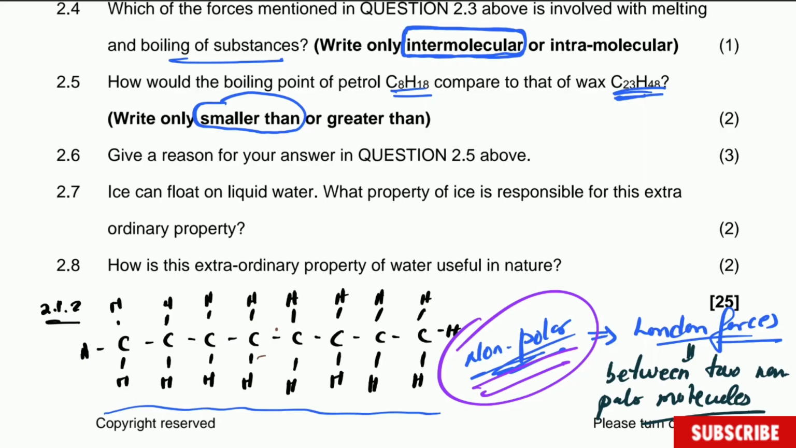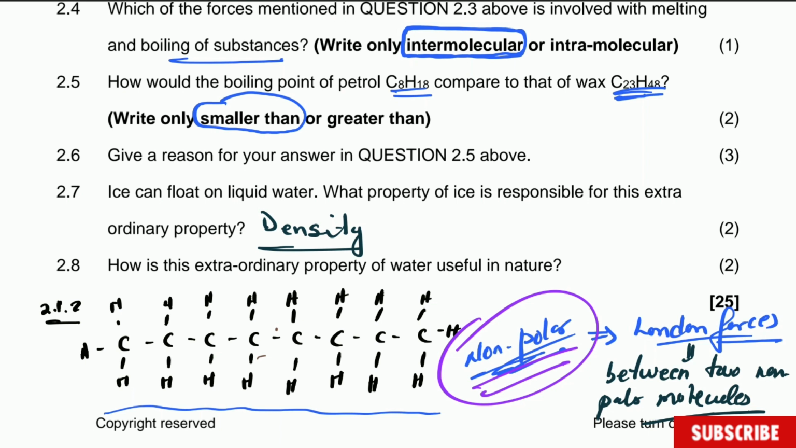Now, the next question says, ice can float on liquid water. What property of ice is responsible for this extraordinary property? Guys, it's density. It's density, and you learn density like in grade 8, so it should not be a problem. You know, ice has lower density than water, and that is why it floats in the liquid water.